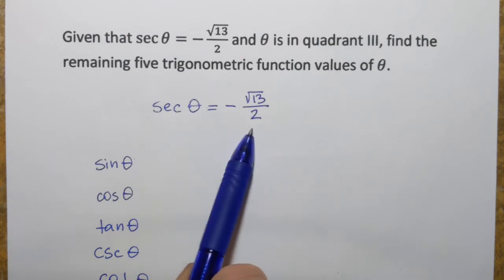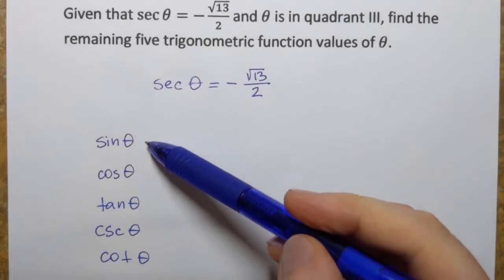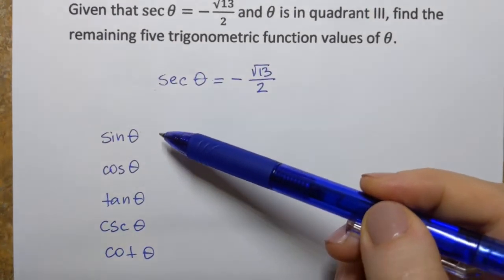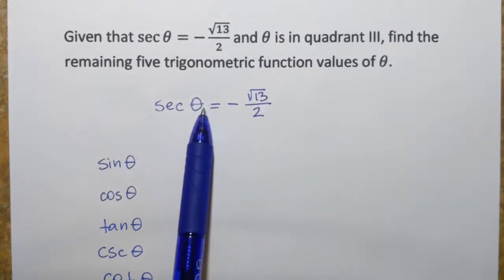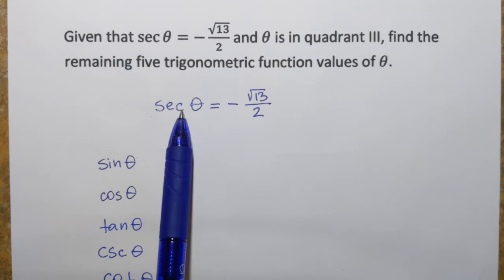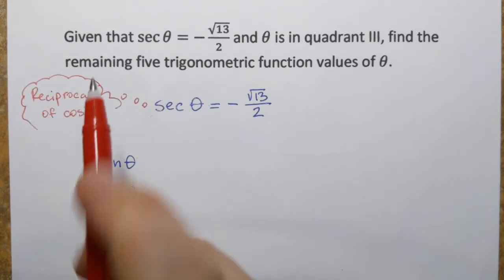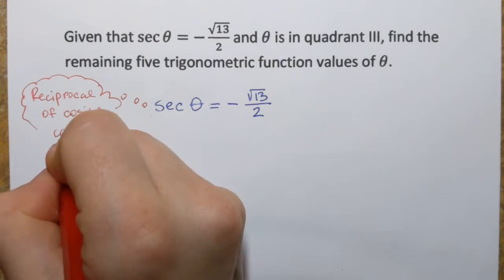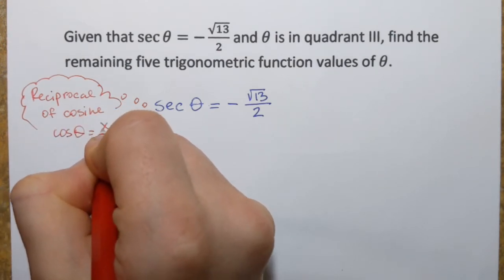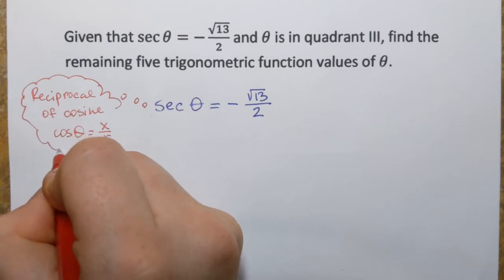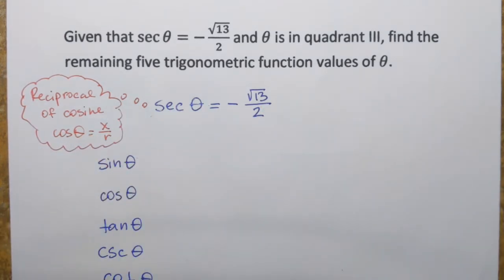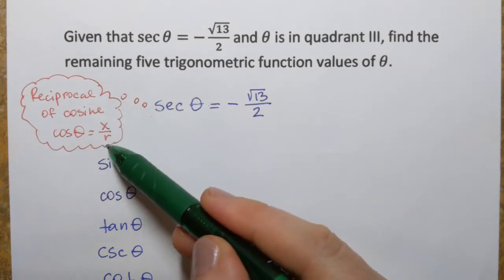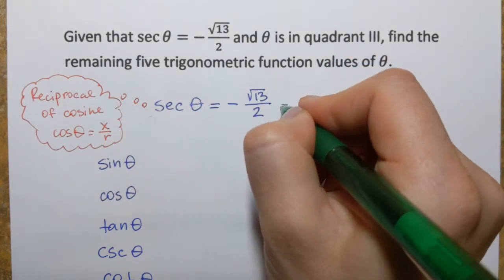So this is what we're given, right? And that's what we need to find. Those 5 function values. That's the way we're going to start. Now, we know that secant is reciprocal of cosine. And cosine is defined as x over r. Right? Well, that means that secant is defined as r over x.